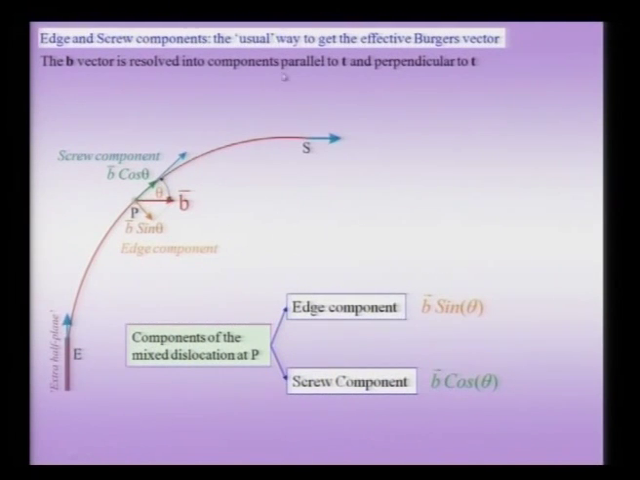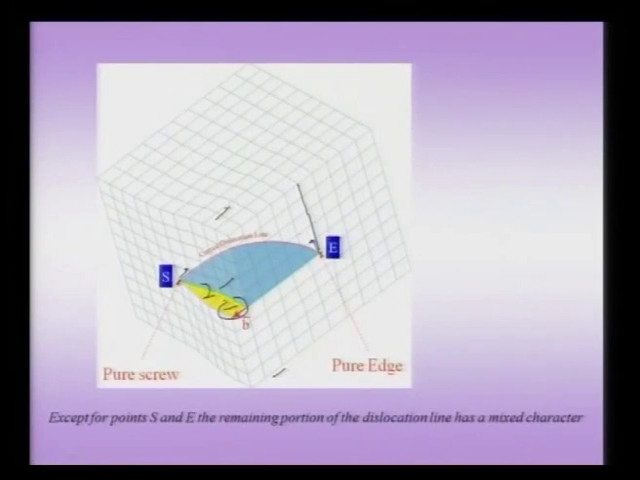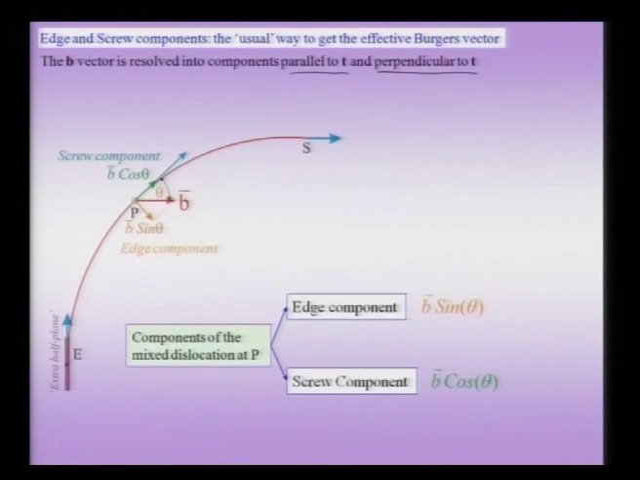So I take the B vector and resolve it into components parallel to the T vector and perpendicular to the T vector. This is exactly the same kind of loop I considered before, a quarter loop which has one end of purely edge character and one end of purely screw character. And now my Burgers vector is in this direction B, as shown in this figure. The B vector is parallel to the T vector which is in blue color. Therefore, B is parallel to T and it is a screw component, and here this is an edge component. And of course the whole plane of this slide is the slip plane.